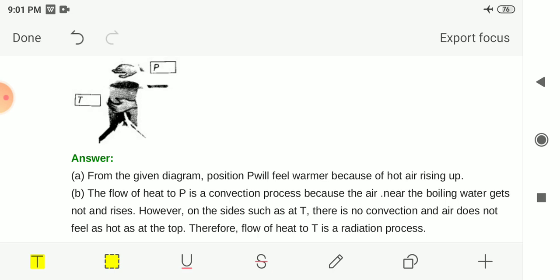So we had seen in water and in gases, the flow of heat is by the process of convection. However, on the side such as T, where the position is T, no convection takes place, and air does not feel as hot as at the top. Therefore, flow of heat to T is by the process of radiation. By the process of radiation of the flame, we can feel somewhat hotter at the position T.